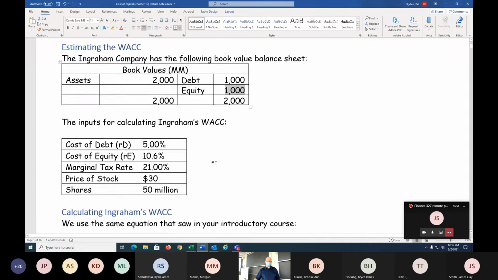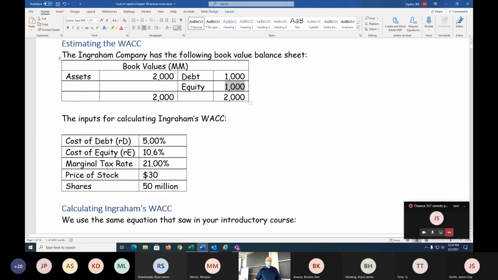All right. We have the cost of debt. We could look up their cost of equity. We could estimate. We'll take the corporate marginal tax rate. Okay, and these three are not enough. We also need the stock price and the number of shares.